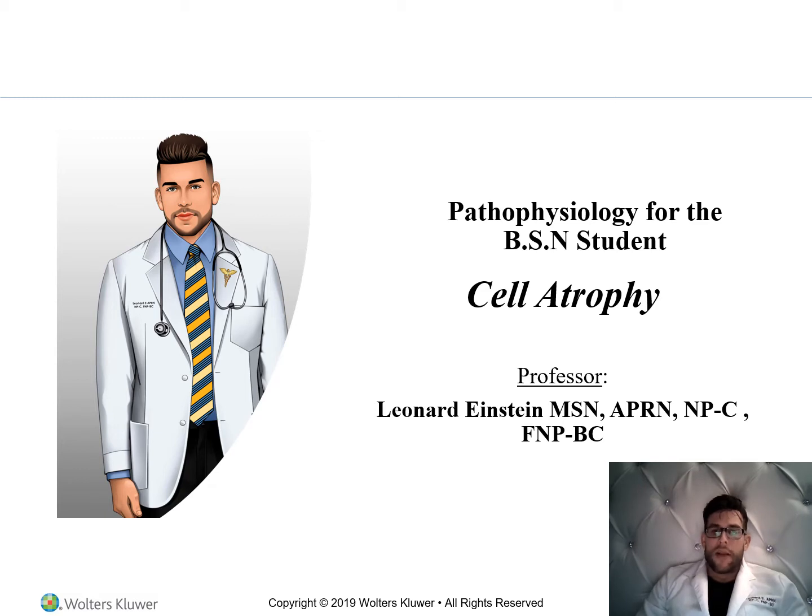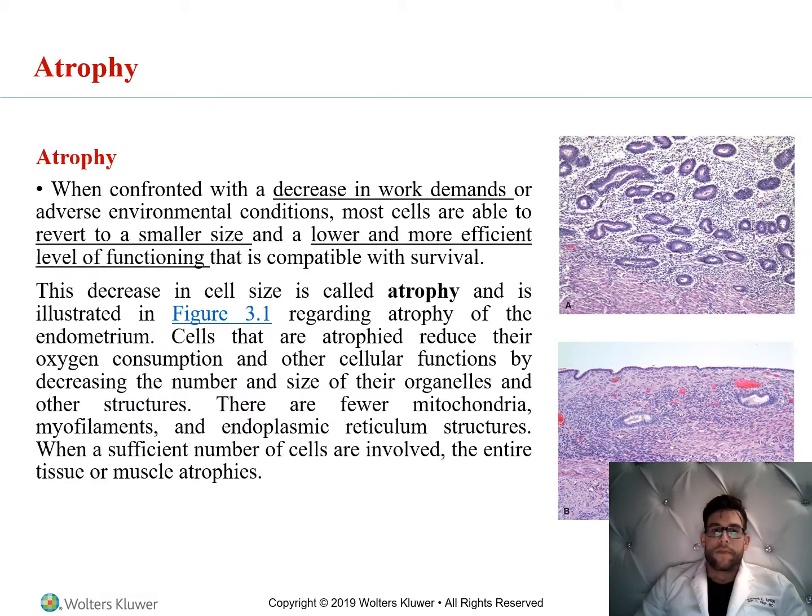We're going to talk about the cell adaptation process of cell atrophy. And we're going to mention different types of cell atrophy, and we're going to go into each one of those. What is cell atrophy and why does this cell adaptation process occur?